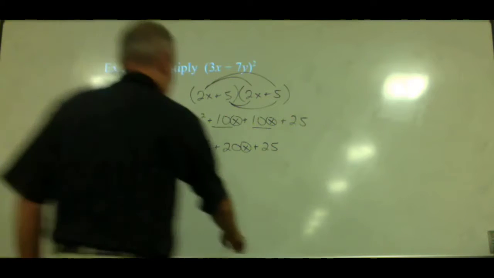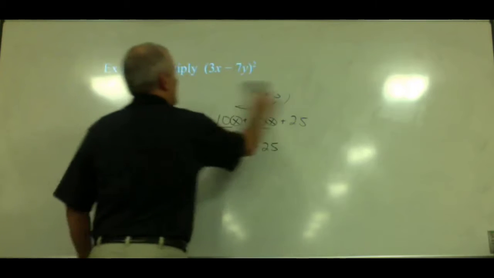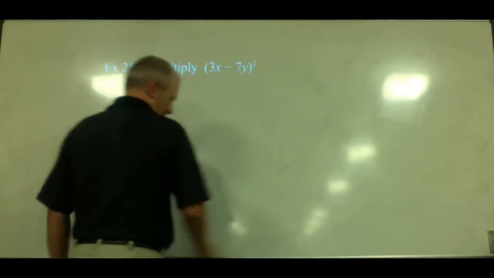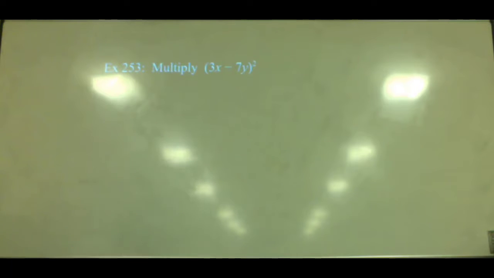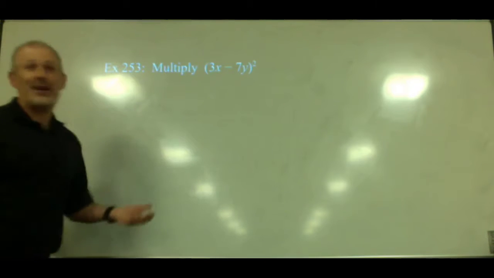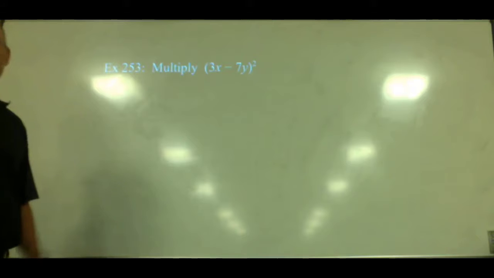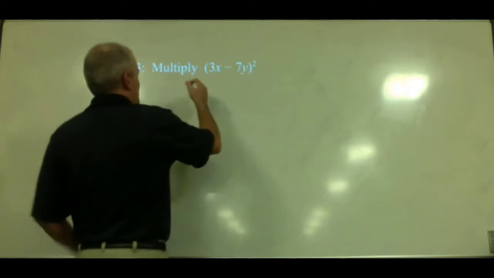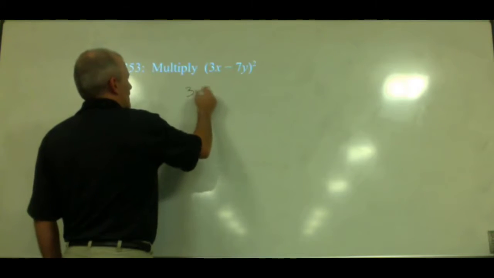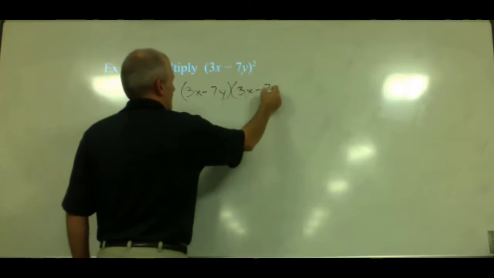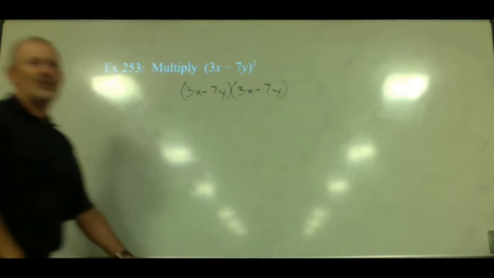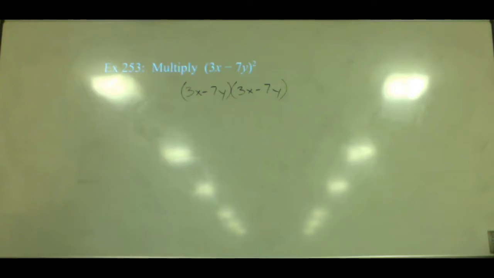Notice this is pretty much the same thing. The only thing that's different is subtraction, right? In fact, is this exactly the same as one of the other ones, but I put a minus sign in between? No, that was a plus and a minus. All right, so what do you think we have to do? The same thing. Write it down: 3x minus 7y and 3x minus 7y. They are identical. We're going to multiply them together.